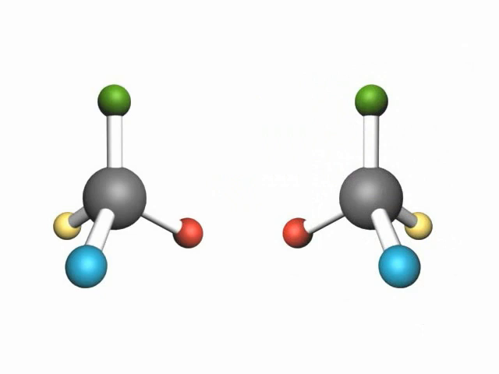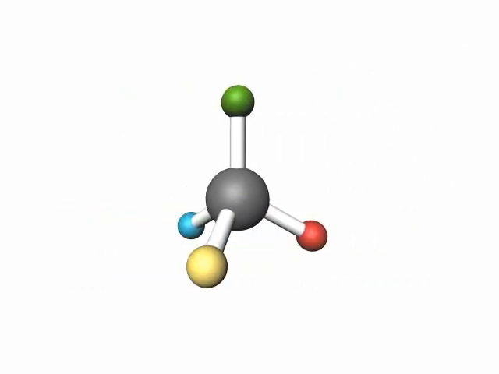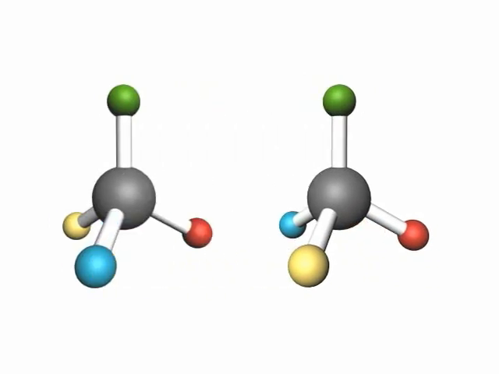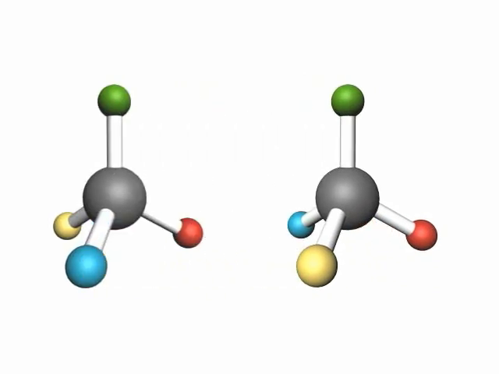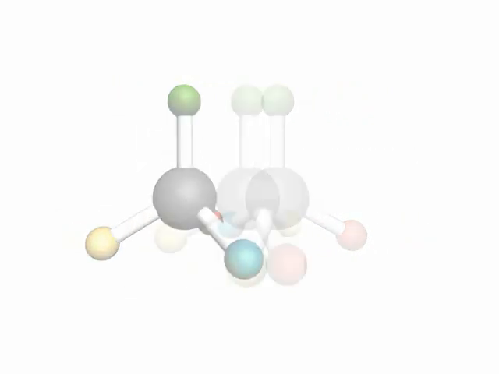How can we determine this? As we saw in our previous example of stereoisomers, we need to manipulate one of them and see if we can match up all its atoms with the other. As you can see, two of the groups don't match up. These two molecules are said to be non-superimposable. A molecule that is non-superimposable on its mirror image is called a chiral compound. We can also say that the compound possesses chirality.